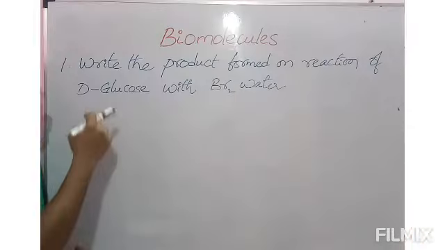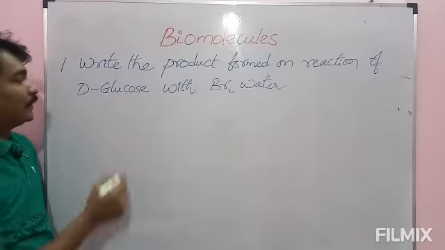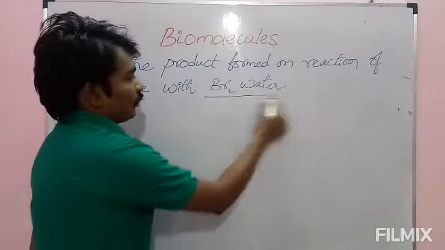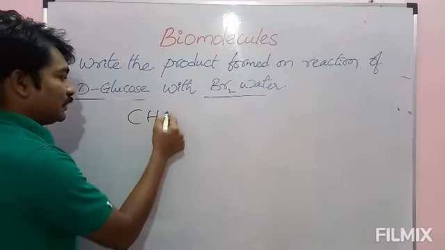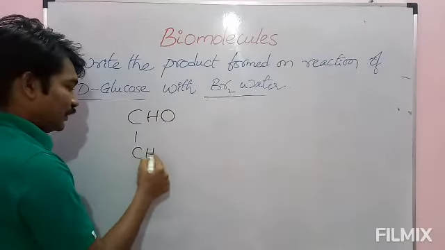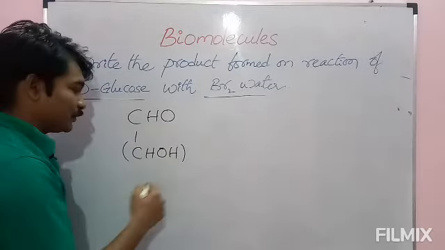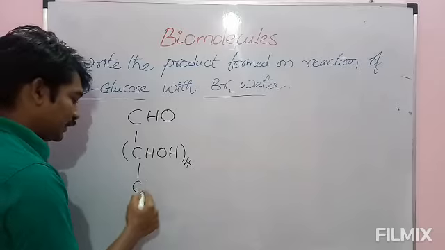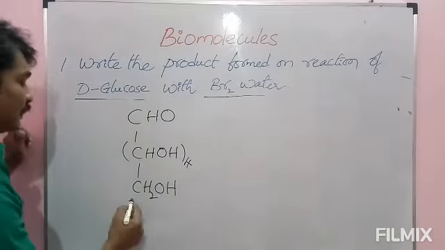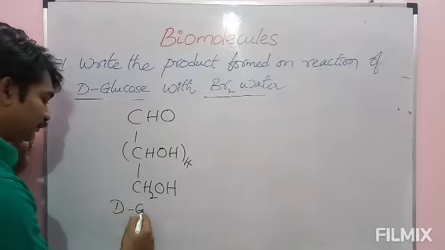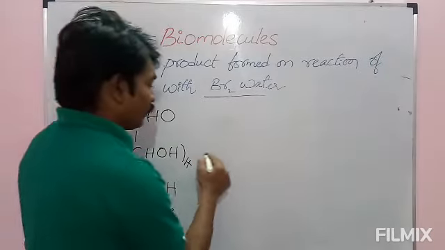First one is, write the product formed on reaction of D-glucose with bromine water. What is the formula of D-glucose? CHO, CHOH 4 times, CH2OH. This is D-glucose. See here, D-glucose on treatment with bromine water.